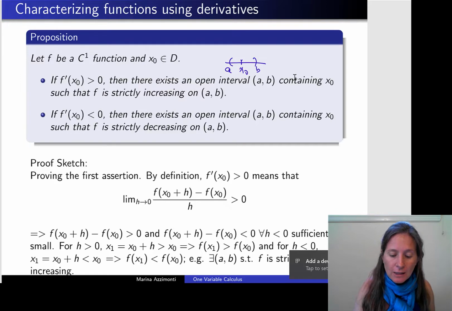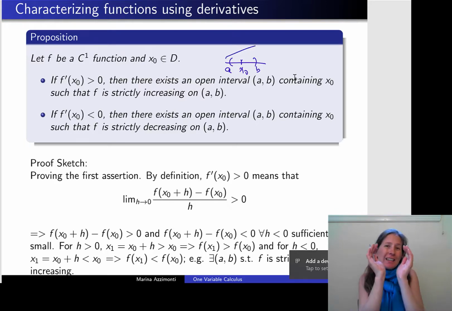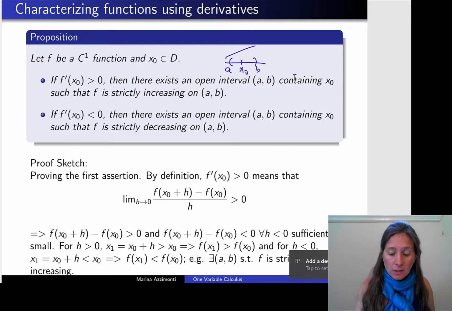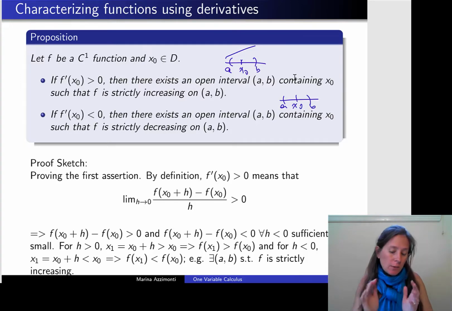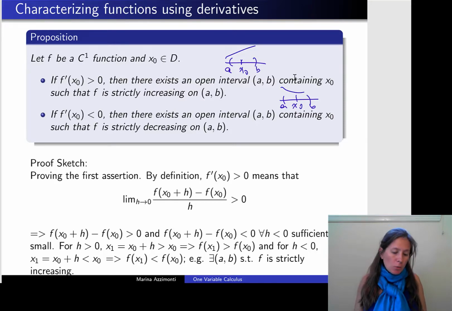So in other words, if you have a point x0 and you have this interval (a, b), if the derivative of the function at x0 is positive, then we know that the function at least around that point is going to be increasing. On the other hand, if the derivative is negative, then around x0, for a small open interval (a, b), the function is going to be decreasing. Now, how can we prove this? Well, this is pretty intuitive.